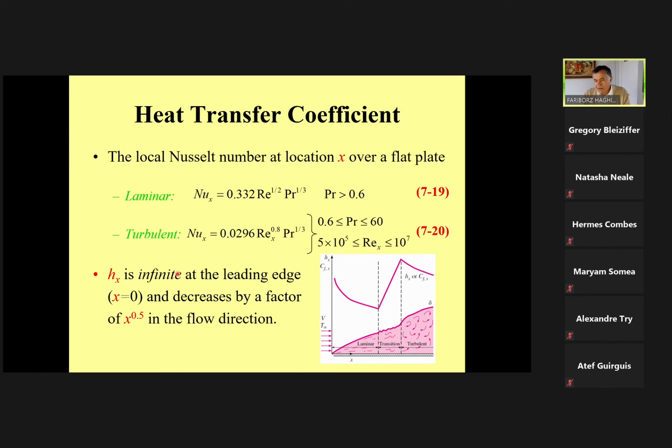Again, this is general information. The heat transfer coefficient at x equals 0 is almost infinite. Then it slowly drops and then will increase. And you can see here that you have 0.5 for laminar flow.